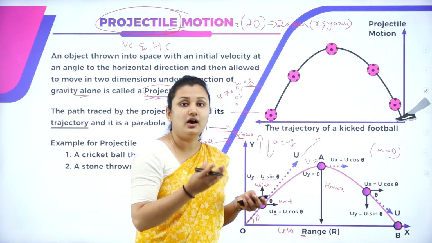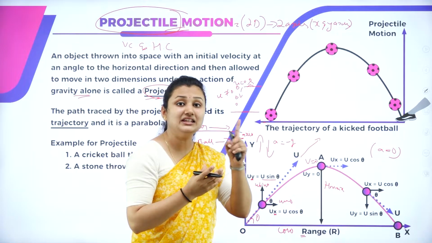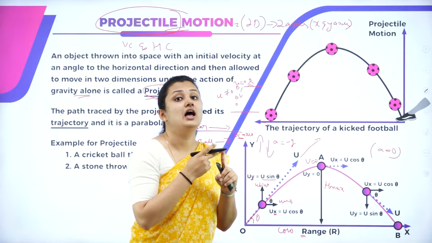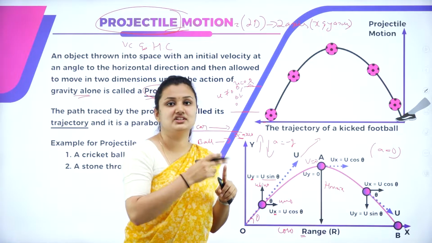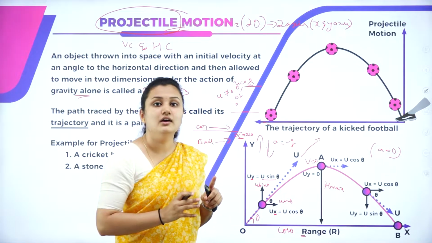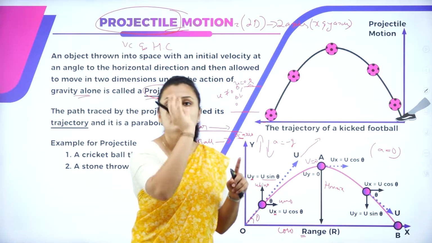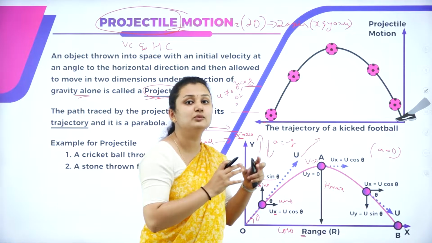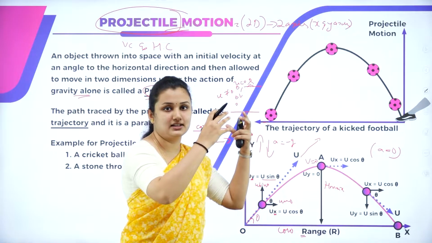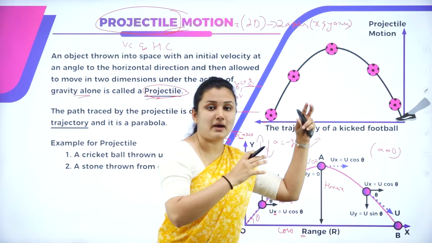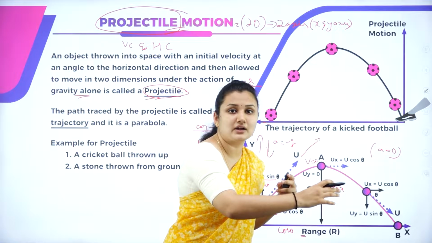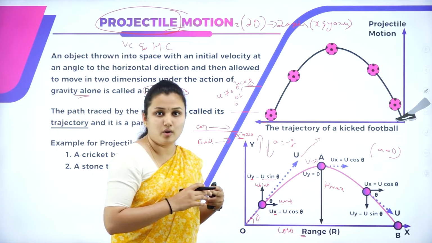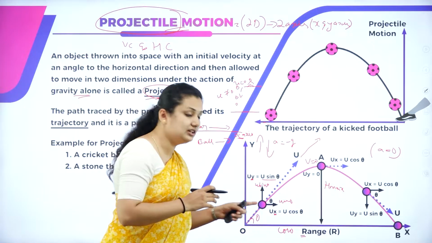I have a ball, I have a body, I'll apply some initial velocity. First condition is I'll apply some initial velocity. I'll throw the ball along the vertical axis into space. So first it will move along the vertical axis, then the ball reaches the maximum height, then it comes back to the horizontal component, defining the angle theta.